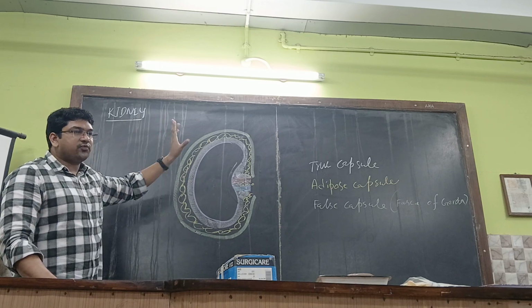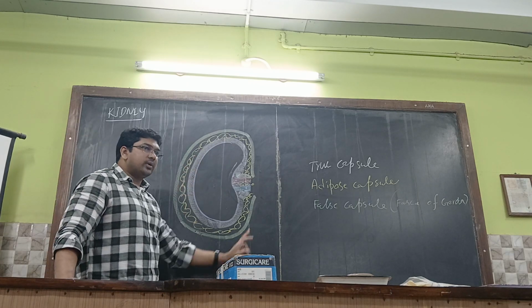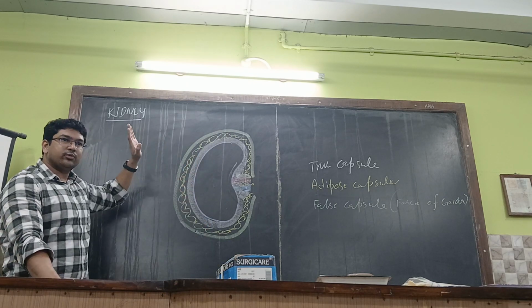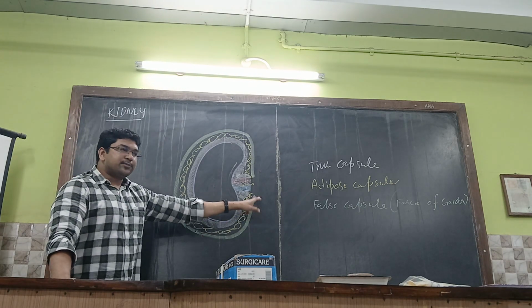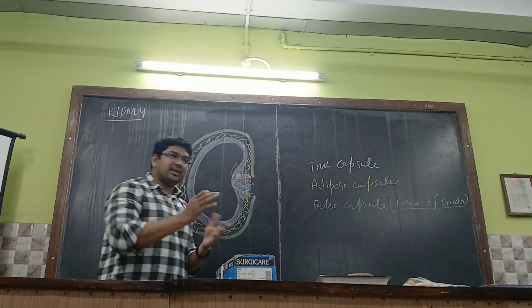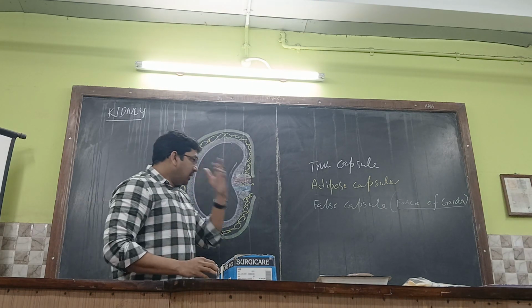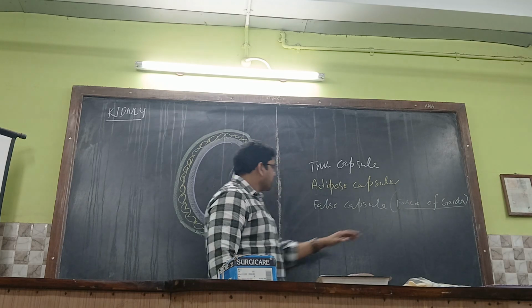But what you are supposed to follow is that the entire fascia will be accepted by the examiners and everyone. So this entire false capsule outside the adipose capsule is termed the fascia of Gerota. Don't differentiate between the anterior and posterior layers. Fascia of Gerota is nothing but the false capsule.